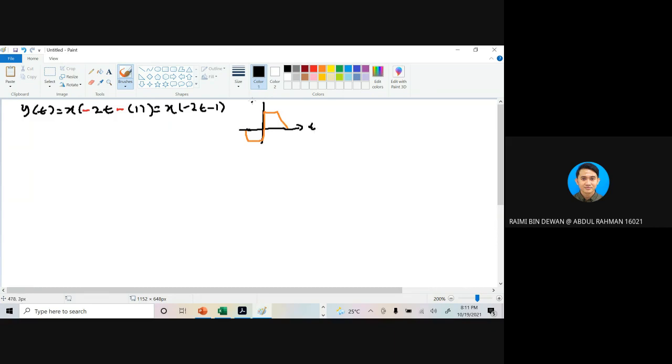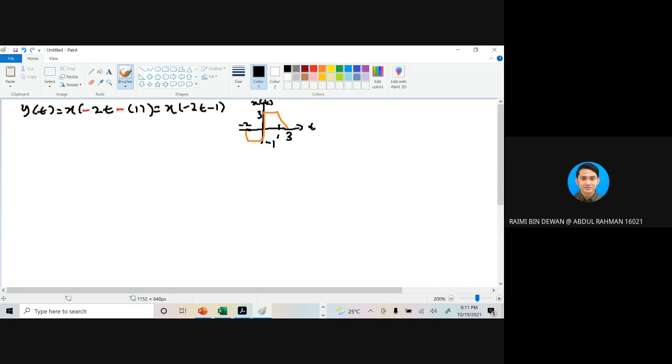Then you have here 3, here negative 1, here negative 2, here 1, and here 3. So this is the original signal without any time operations.